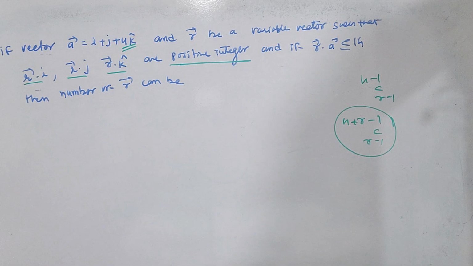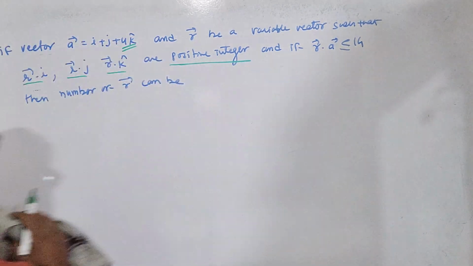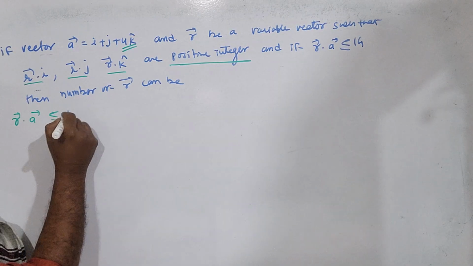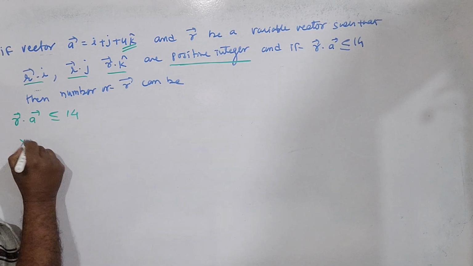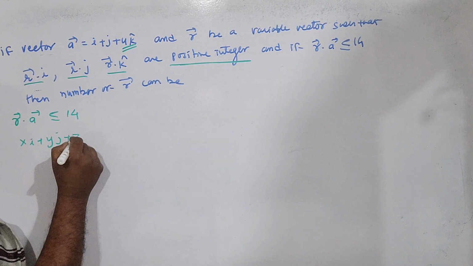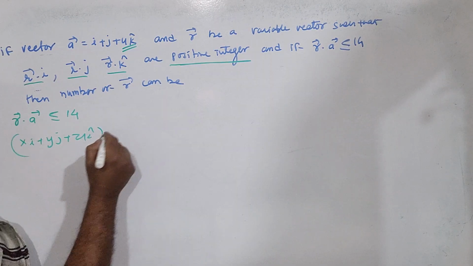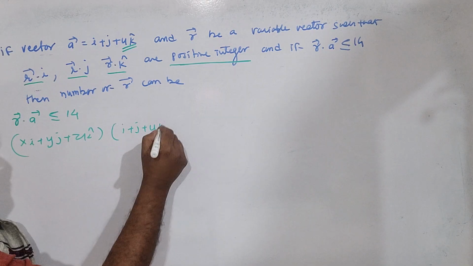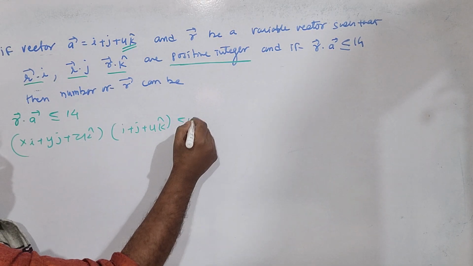Okay, fine. Now here we are given r dot a is less than or equal to 14. Correct? See, r dot a is less than or equal to 14. I have taken r as xi plus yj plus zk, and a is here i plus j plus 4k, so less than or equal to 14.